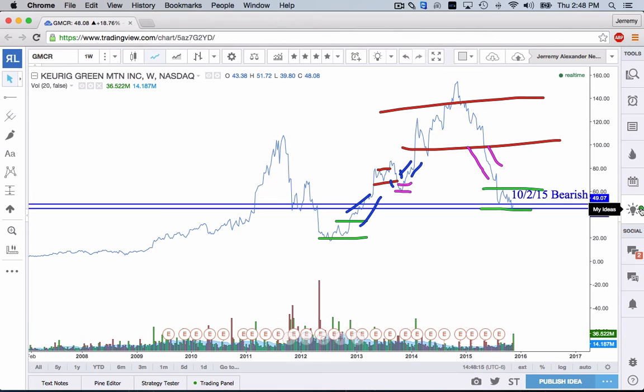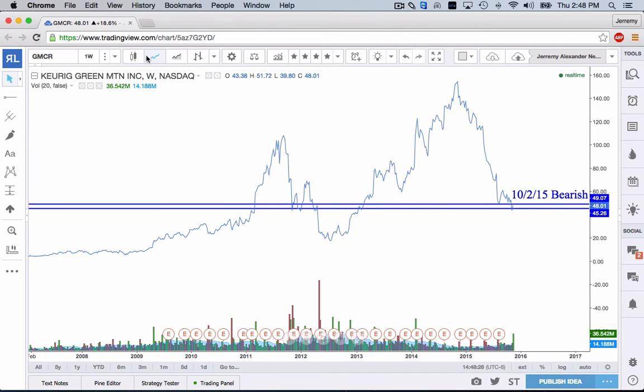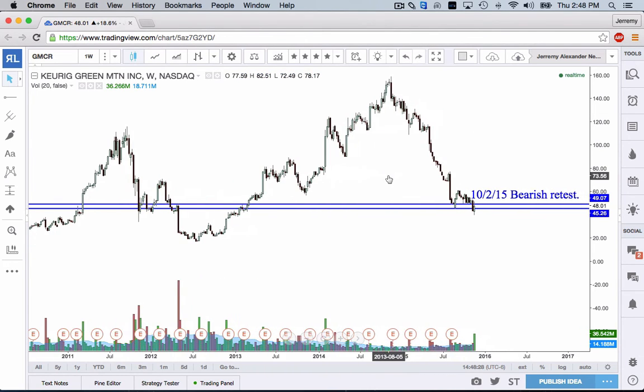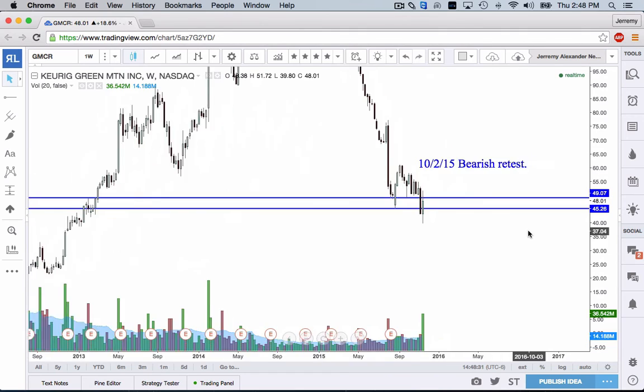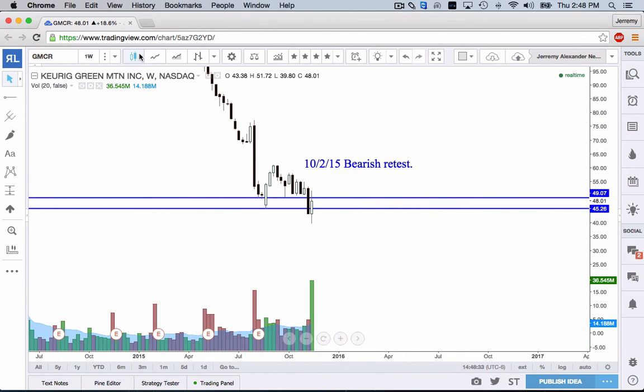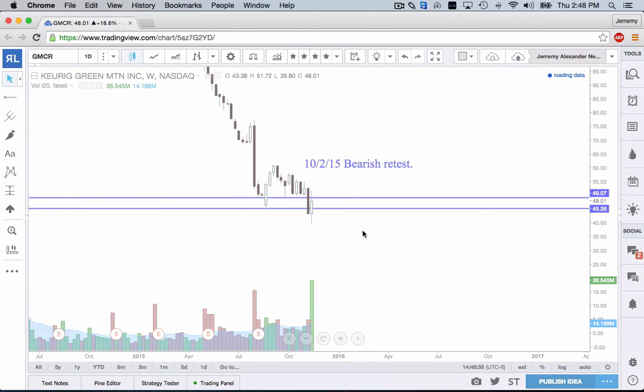So I know I went really fast, but I do these all the time, and I look at this all the time. Just something to kind of keep in mind. It's pretty cool. Here is the volume. This is, again, a weekly chart. And so I'm going to come back over here to the daily.